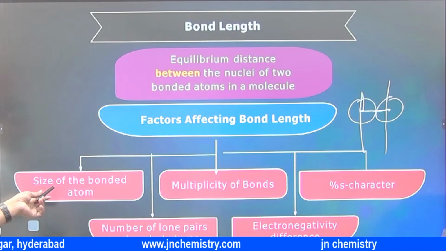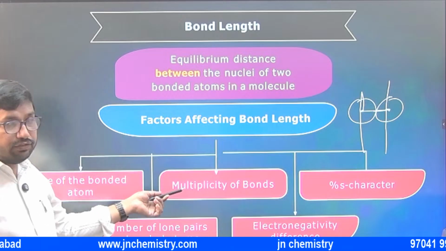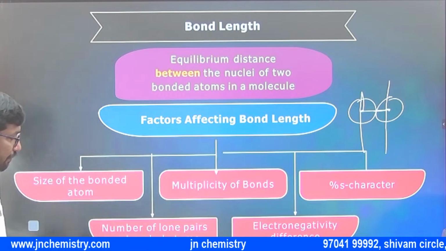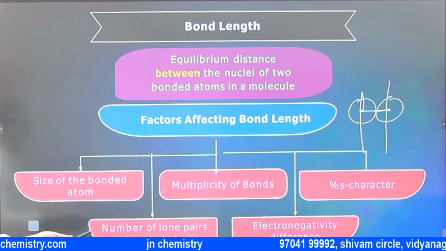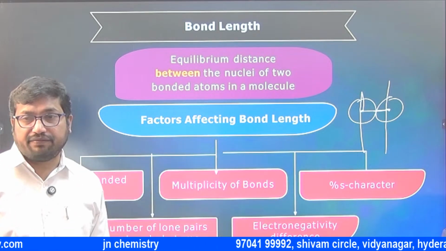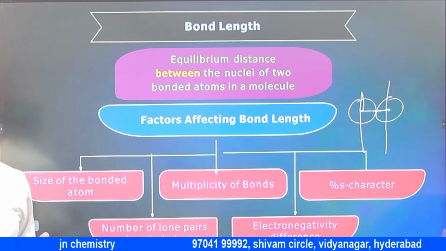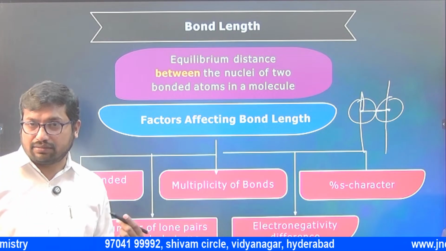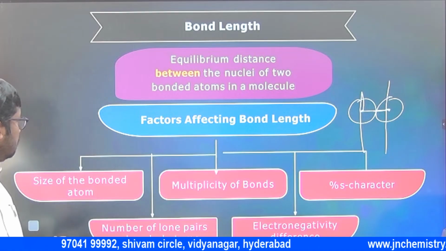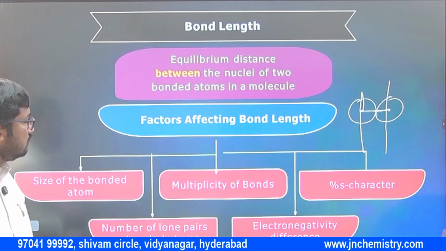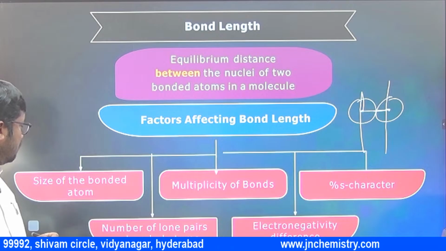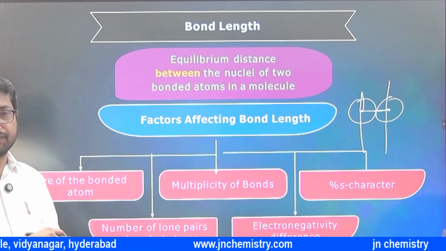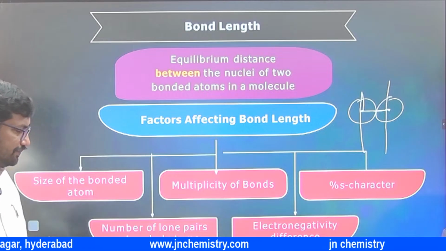Size of the bonded atoms, multiplicity of the bonds, of course we know, percentage of s character, number of lone pairs on bonded atoms, electronegativity difference. Which of the following statements is true regarding bond length or bond order? They'll ask this. Size of the bonded atoms. This is a very important topic. Frequently they are asking questions.